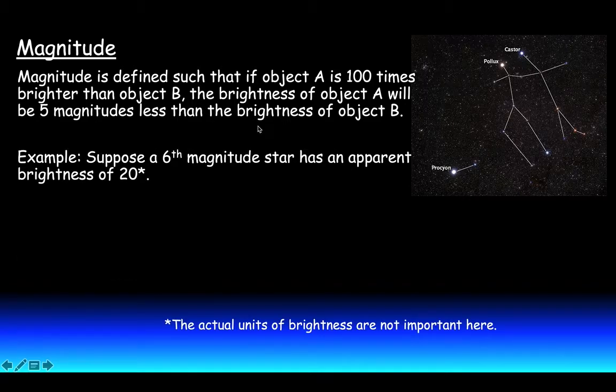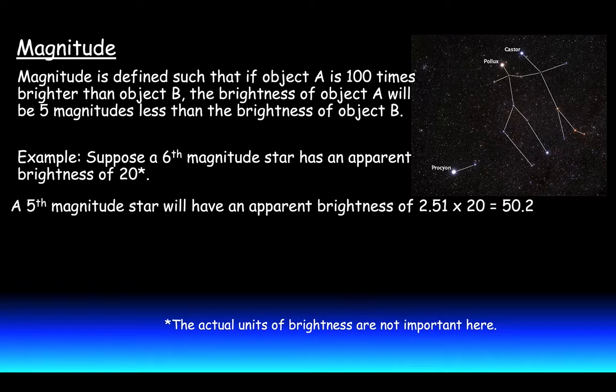Now, let's suppose we have a 6 magnitude star that has an apparent brightness of 20. I did not define what I am using to measure brightness. The actual units of how brightness is measured is not important here. Let's just pretend a 6 magnitude star has 20 units of brightness.